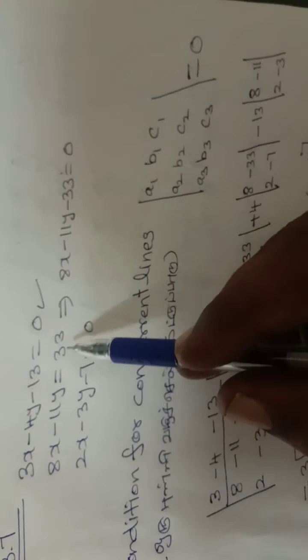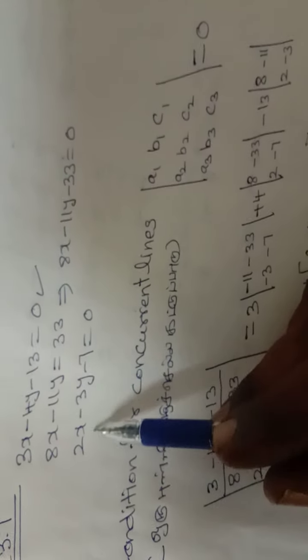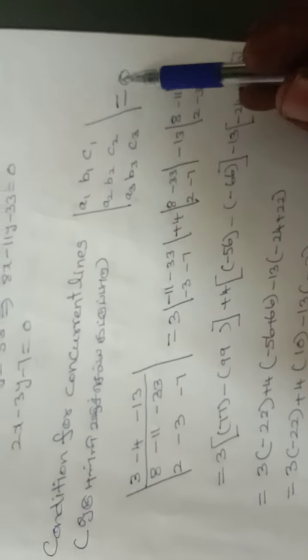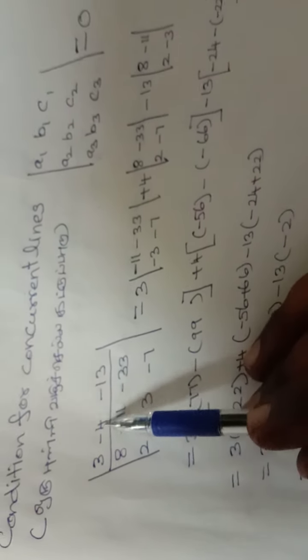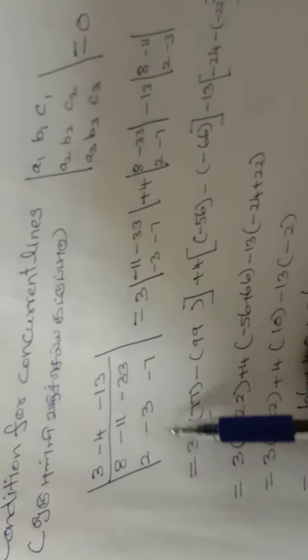So the first one is okay. Second one, you bring this 33 to the left hand side. So 8x minus 11y minus 33 equal to 0. 2x minus 3y minus 7 equal to 0. So what is the condition here? The condition is the determinant of a1, b1, c1 and so on equal to 0. Now substitute here: 3, minus 4, minus 13; 8, minus 11, minus 33; 2, minus 3, minus 7.